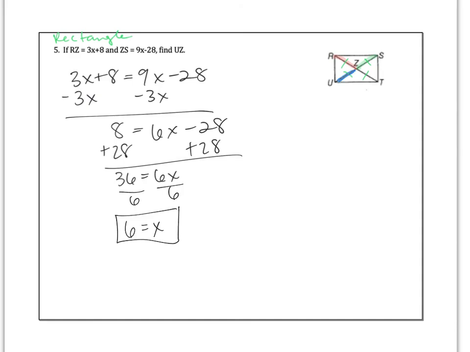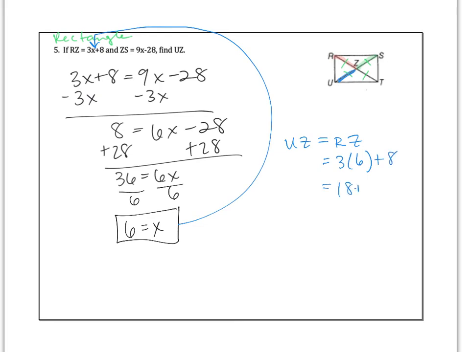It should be the same length as RZ and ZS, so pick either one and plug it in. Like I'll just plug it in right here. So UZ is the same size as RZ. And so if I go 3 times 6 plus 8, if I just plug in the 6 to the RZ spot, I get 18 plus 8, which is 26. So UZ equals 26.